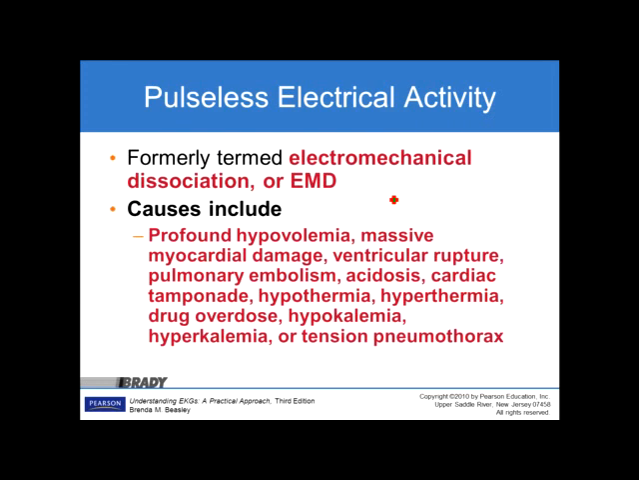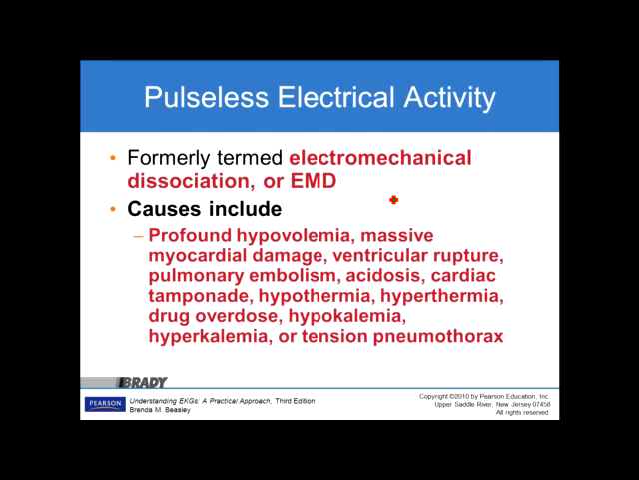Formerly termed electromechanical dissociation or EMD, the causes of PEA include profound hypovolemia, massive myocardial damage, ventricular rupture, pulmonary embolism, acidosis, cardiac tamponade, hypothermia, hyperthermia, drug overdose, hypokalemia, hyperkalemia, or tension pneumothorax.